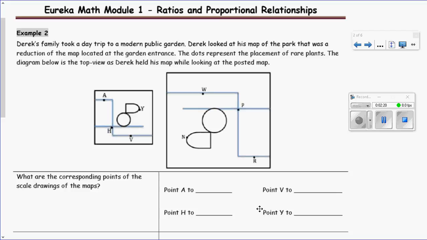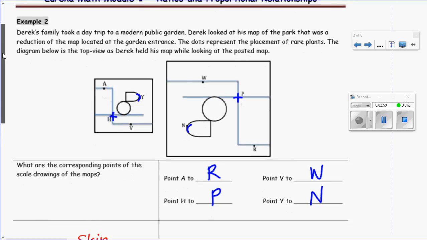Okay, did you get that point A is to point R? And that point H is to point P? And that V is with W? And that Y is with N? Okay, some of them were easier, like the Y with the N, because I can see on the curve, the P with the H, because it's where they cross. I want to say the V with the W, that's where you might have had to imagine it being turned, and the A with the R. Okay, hopefully you did well on that. That's corresponding. Corresponding, think like matching. Okay, they go together. Which one corresponds with the other?